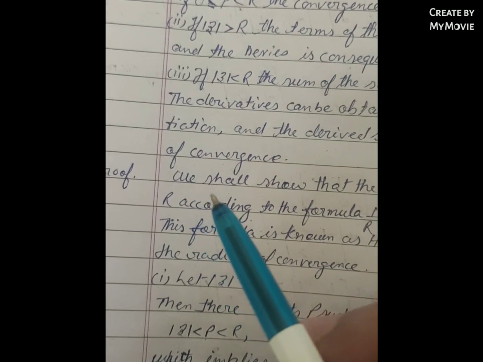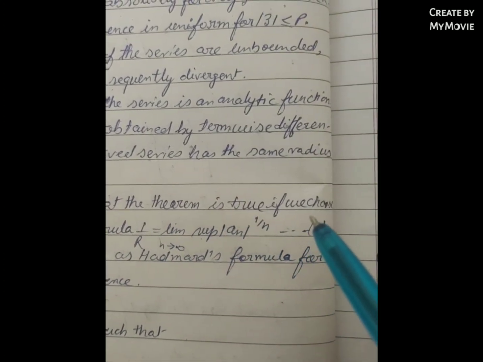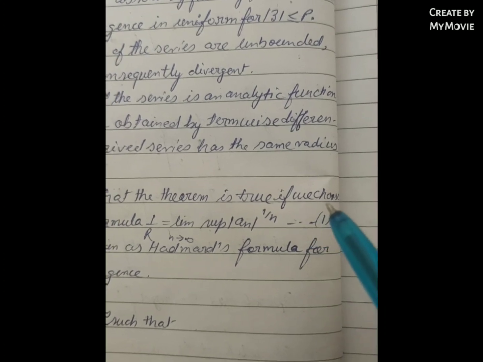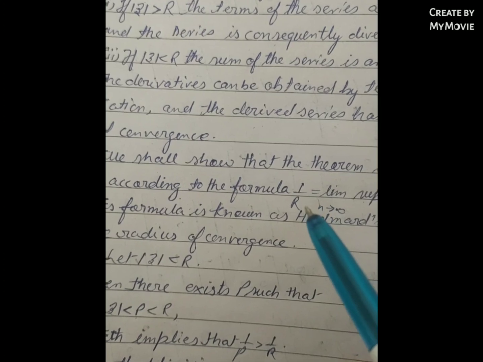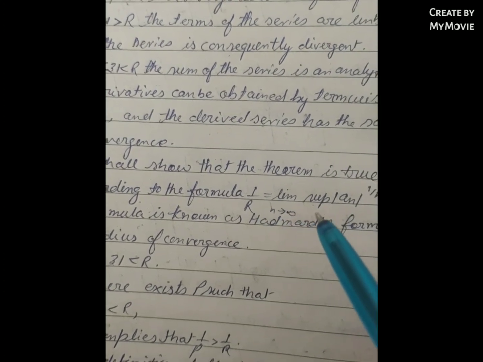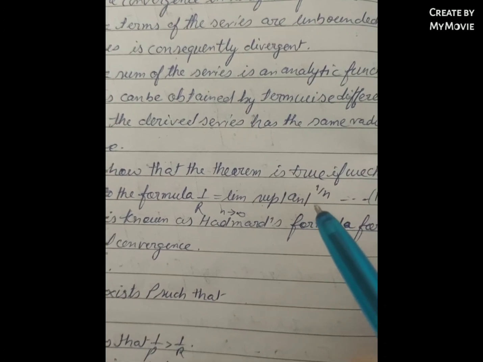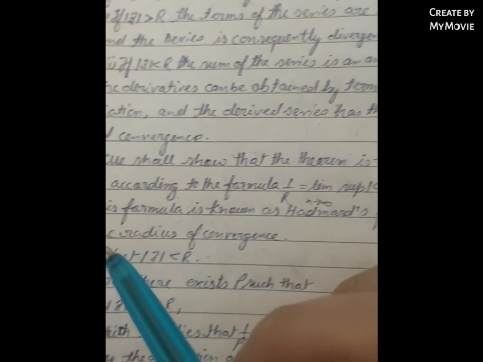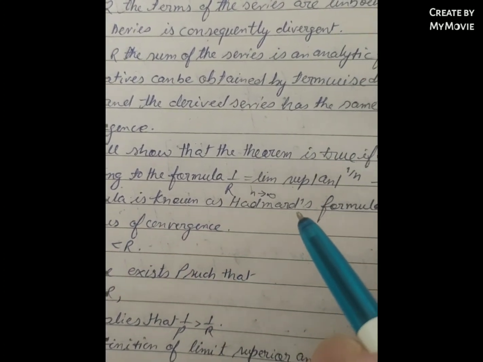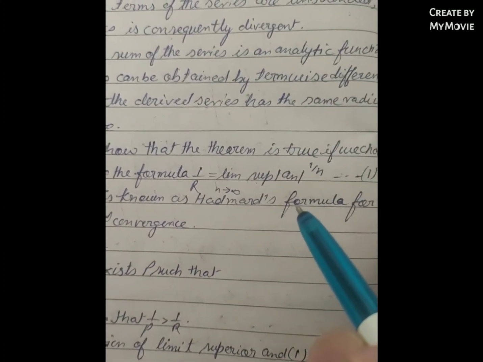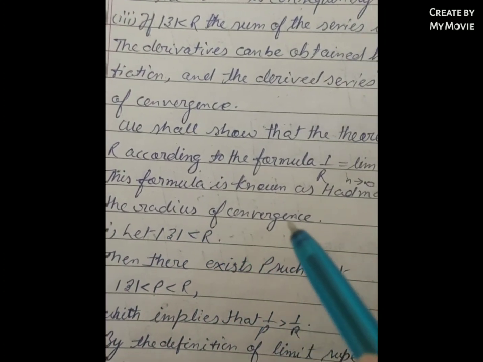So, proof. We shall show that the theorem is true. We choose r according to the formula 1 upon r is equal to limit n tends to infinity supremum of modulus of a n raised to power 1 upon n. This is equation 1. This formula is known as Hadamard's formula of the radius of convergence.